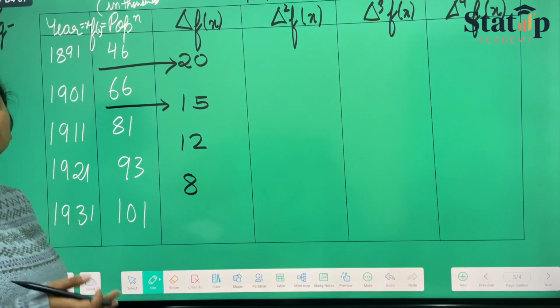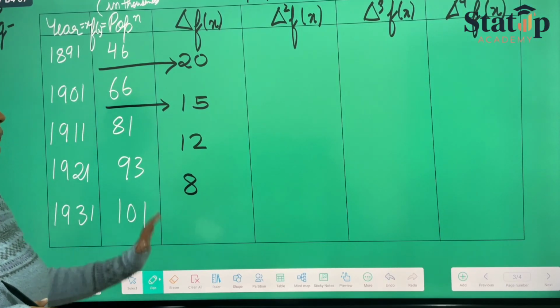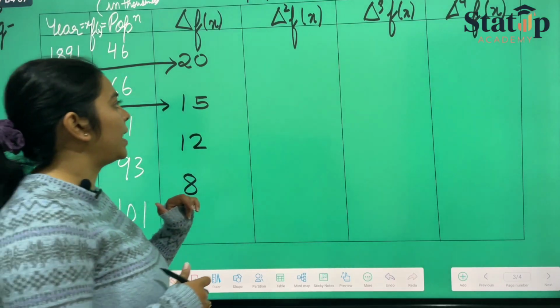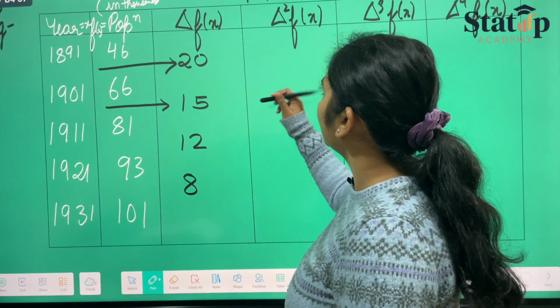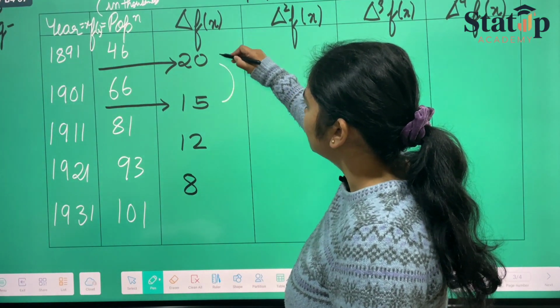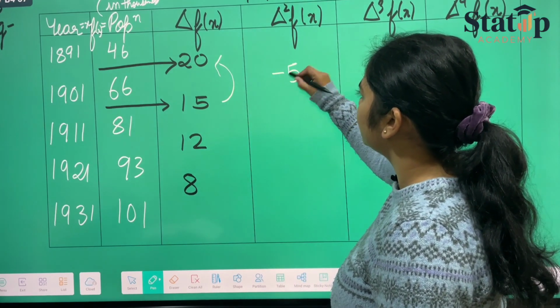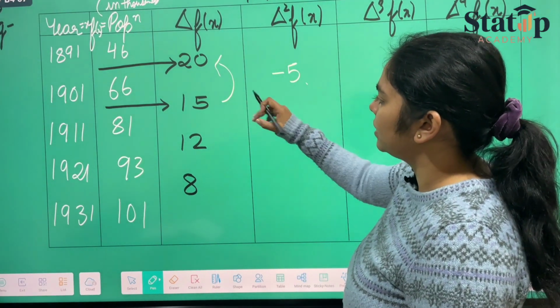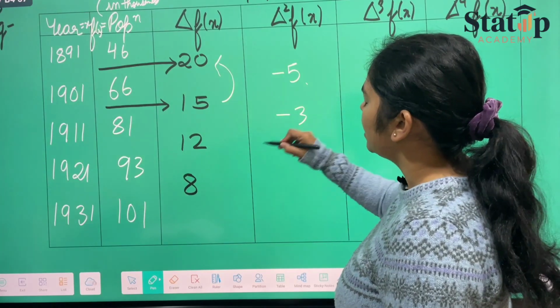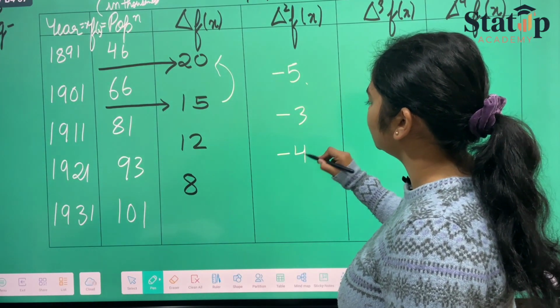You can do simpler ones. Okay, so let's get back to this. Now second differentiation will be this minus this. 15 minus 20 will be minus 5. 12 minus 15 will be minus 3, and 8 minus 12 will be minus 4.